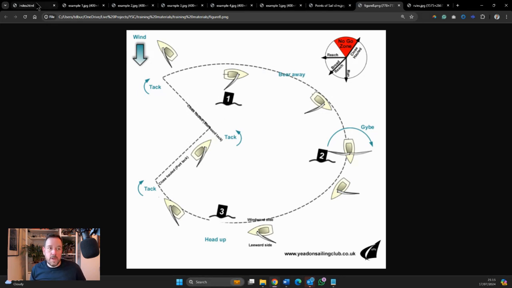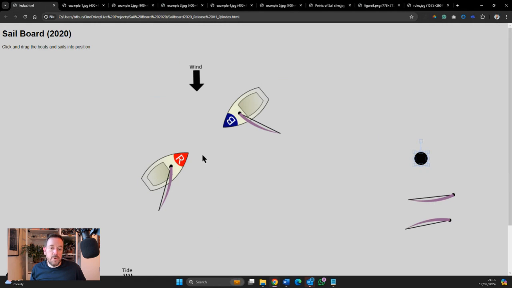So when it comes to the rules of sailing, we've got two rules. Port boats must always give way to starboard boats. So that's port tack gives way to starboard tack, and windward boats keep clear of leeward boats.